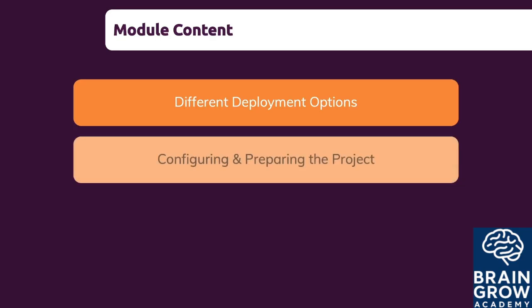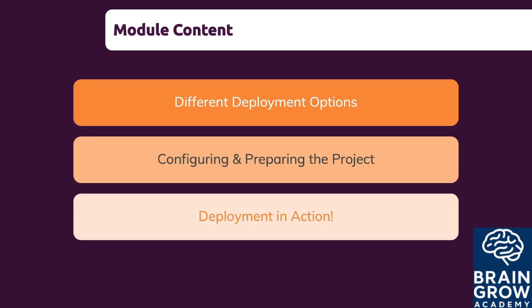We are also going to explore the configuration options you have for your project, how you can change the configuration, and how you can prepare your project for deployment. And then, of course, we're going to get our hands dirty and we are going to deploy our example blog website from the last course section after we prepared it so that we see that in action as well.